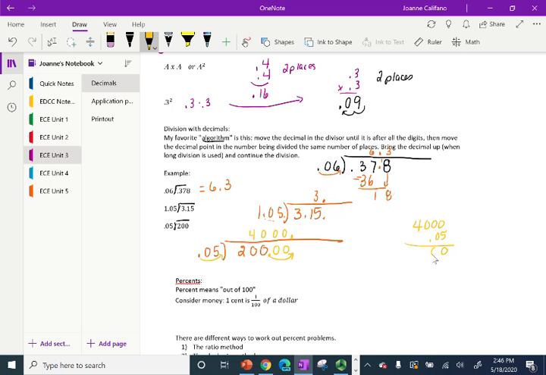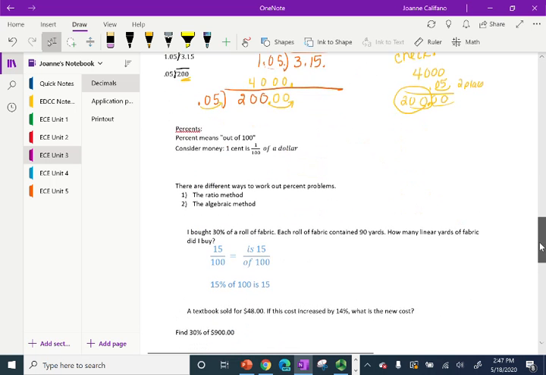5, 5, 5, 20. Two places after the decimal, right? Move it over two places here, and you get 200 as an answer, and that's exactly what we started with. So we have that correct. This is my check. It's good to check your work. Checking means doing everything in reverse order sometimes, right?